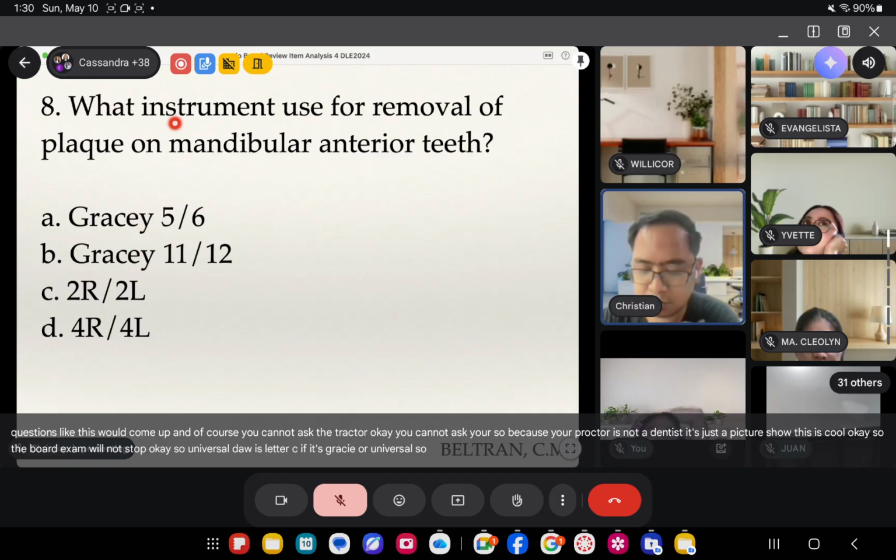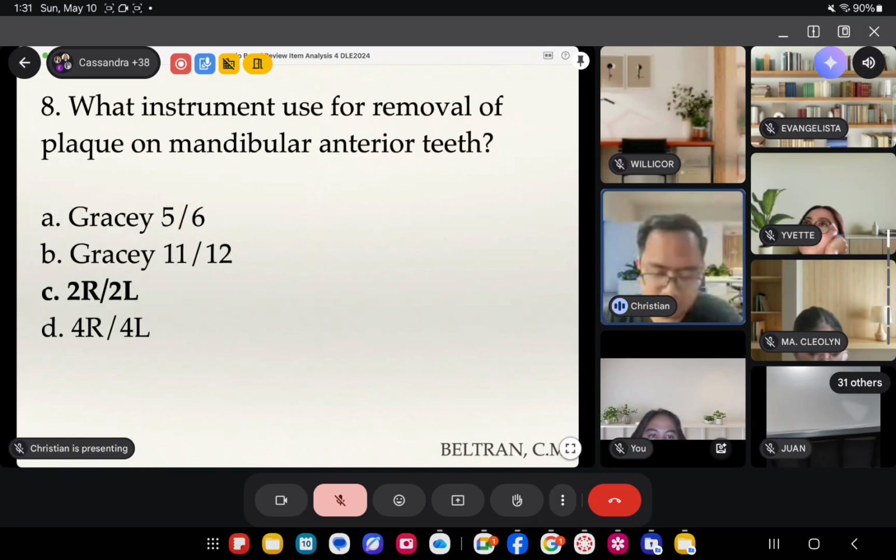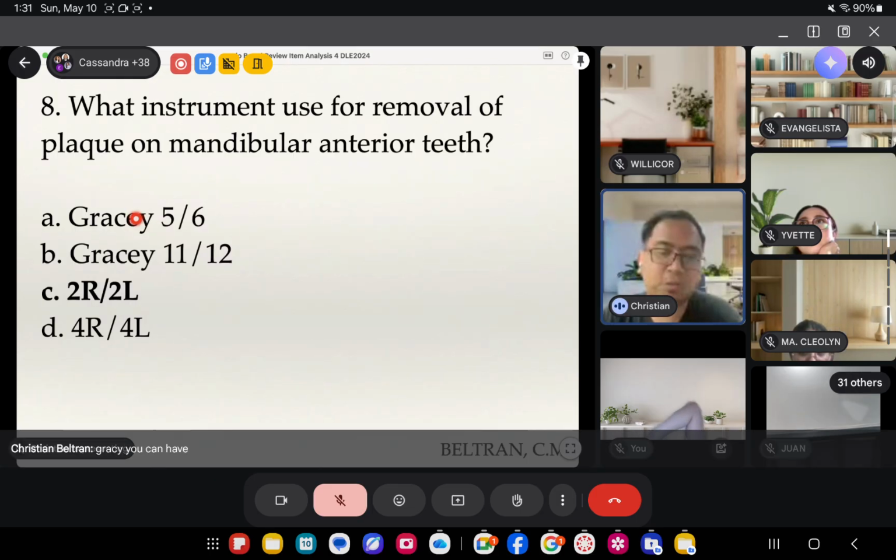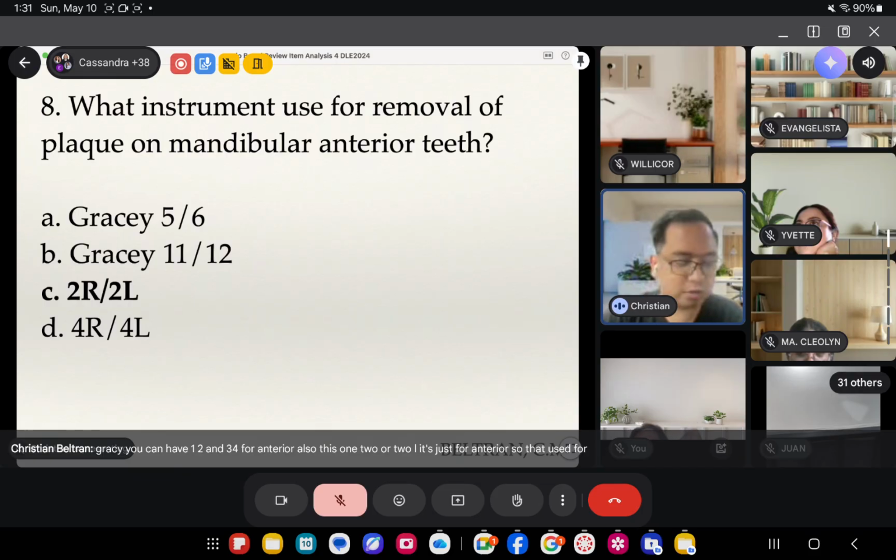So treatment used for removal of plaque. So it's either A or C. Okay? A or C. Ano ba sinagot ko? C yung sinagot ko because it's specific. I answered C because it is specific. Because for Gracie, you can have 1, 2, and 3, 4 for anterior also. Diba? So this one, 2R2L, is just for anterior. It's not used for premolar. Okay? Anyway.